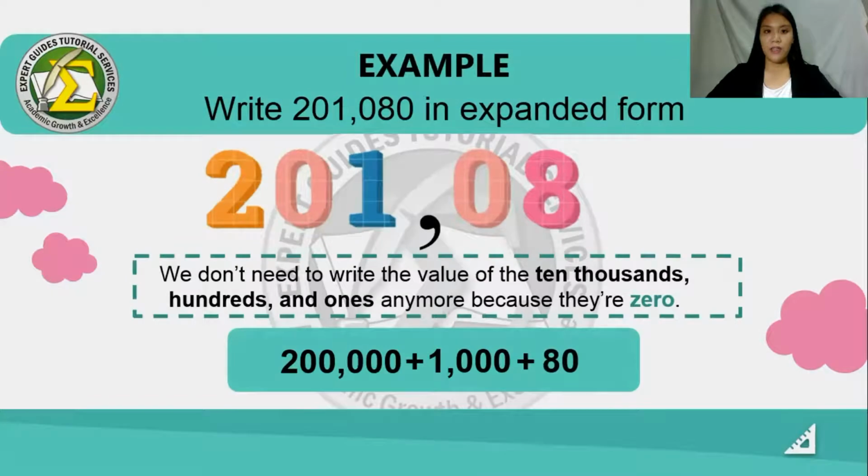The 0 value in ones, so we don't have to add this because adding 0 also gives us the same answer. We have this final answer. So remember, I'll repeat it once again, that when the digit given in the place value is 0, we don't have to write them or add them.